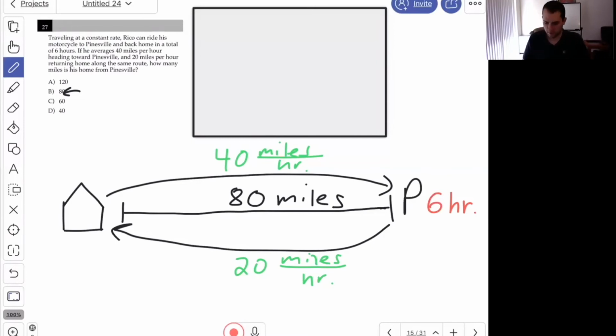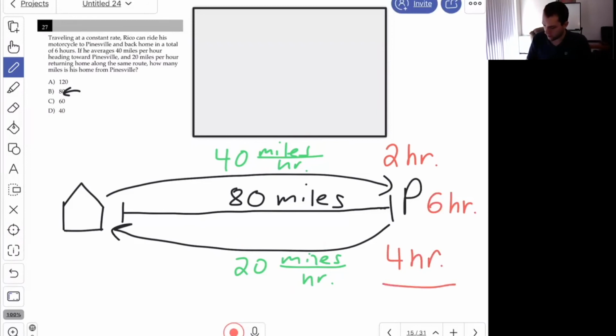So let's see how this works. He's going 80 miles there, traveling at 40 miles per hour. If it takes him 1 hour to drive 40 miles, that means it's going to take him 2 hours to drive 80 miles. So I'll draw 2 hours up here. Looking at the return home, if it takes him 1 hour to drive 20 miles, it's going to take him a total of 4 hours to drive 80 miles. That math is kind of complex, but it really is just simple division if you think about it.